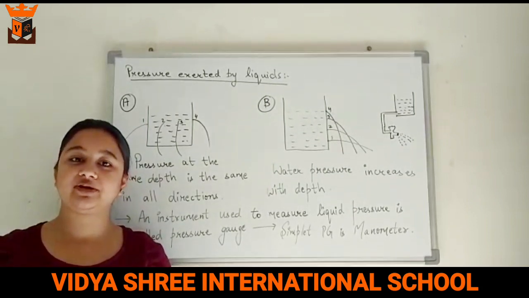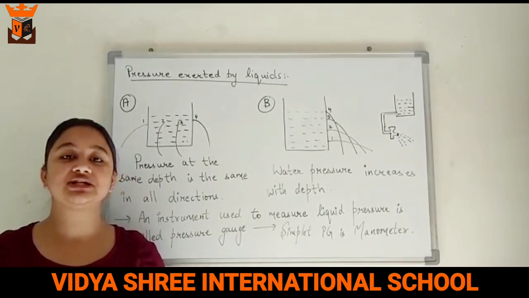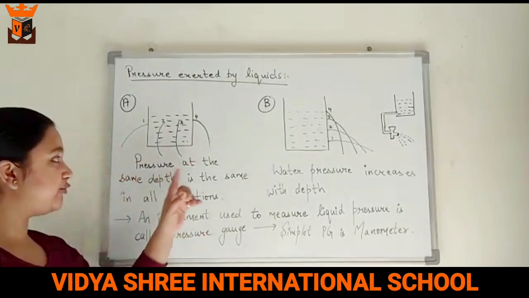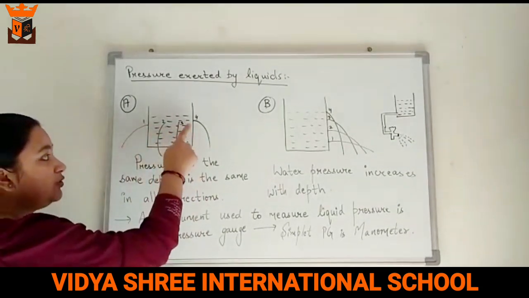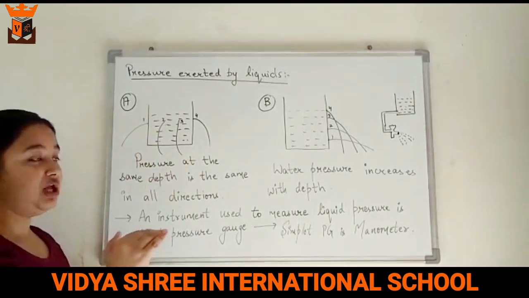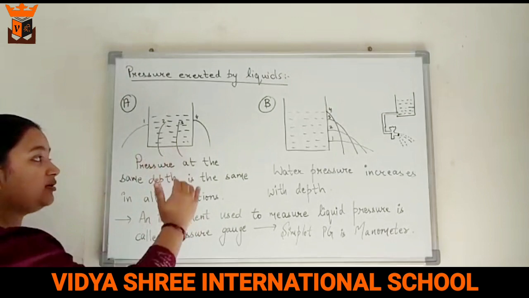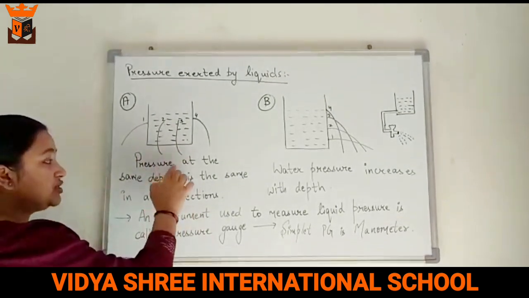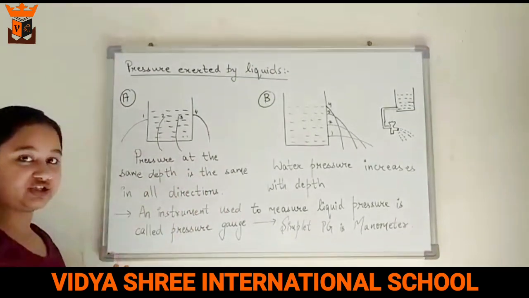You have read in the previous topic that pressure is exerted by solids. Similarly, pressure is exerted by liquids and gases also. Here you can see I have drawn 2 diagrams. In the first diagram, there are 4 points and all the 4 points are at the same depth. The water level is also the same above all the 4 points. So the water pressure is also the same. What we conclude here is the pressure at the same depth is the same in all directions.